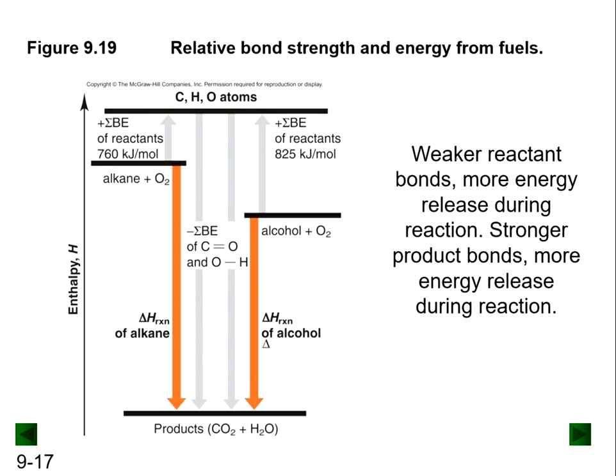So let's take two different situations: an alkane versus an alcohol. Alkanes would be, for example, common gasoline, and alcohols would be, for example, ethanol added to the gasoline. You can see the alkanes tend to have weaker bonds because the carbon-hydrogen bonds are weaker than the carbon-oxygen bonds. Therefore, the bond energy of the reactants for the alkanes is smaller than for the alcohols. So what does that tell us? Who gives us more energy, the alkane or the alcohol? Well, the alkane will, because it has weaker reactant bond energies.